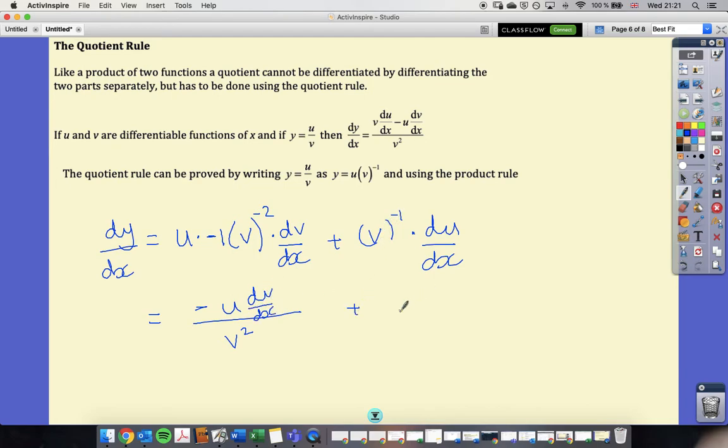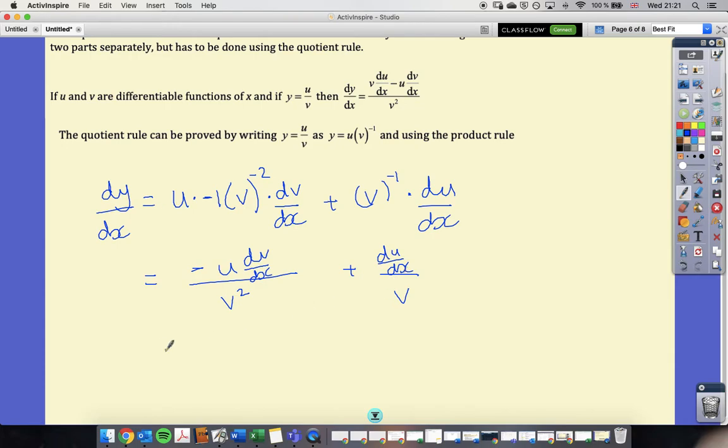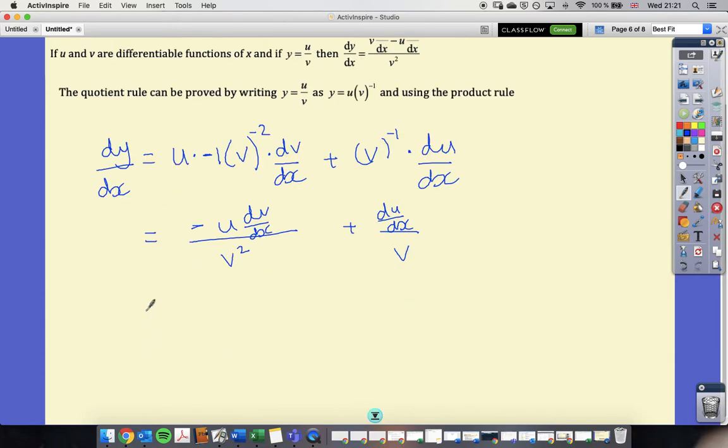Okay, this v to the power of negative 1 is going to go down to the bottom of my fraction, and I've got du by dx. This isn't quite what I want it to look like, so if I try and make some common denominators, u dv by dx, I'm going to multiply the top and the bottom of this fraction by v.